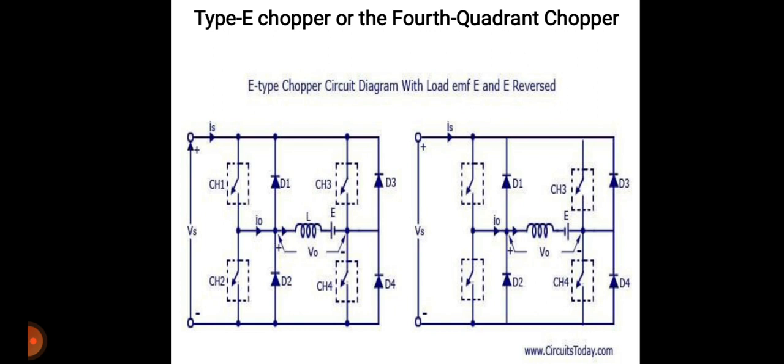Note that here E plus L di/dt is more than the source voltage Vs, as load voltage V0 is positive and I0 is negative. It is second quadrant operation of the chopper. Also, power is fed back from load to source.